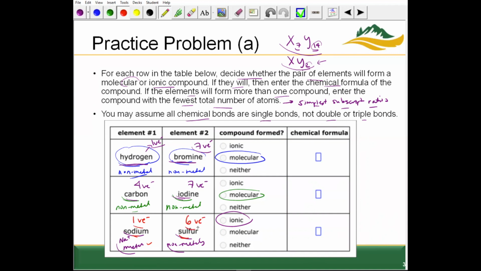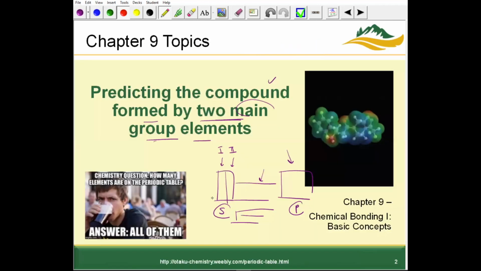Make sure you're comfortable looking at a periodic table and determining the number of valence electrons. Just focus on groups 1, 2, and then 3, 4, 5, 6, 7, 8. So the S and P blocks, where these have 3, 4, 5, 6, 7, then 8 valence electrons for our noble gases, aside from helium, which just has 2 valence electrons. So be sure you're comfortable looking at the periodic table and determining the number of valence electrons.